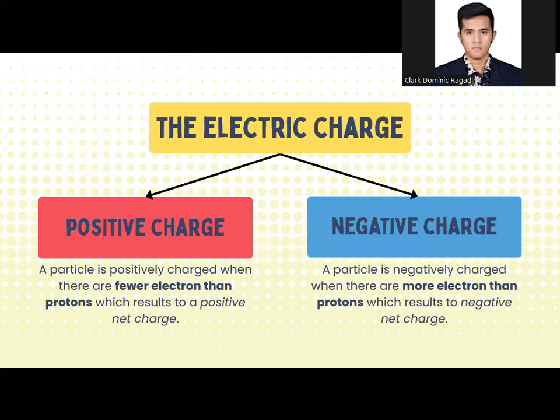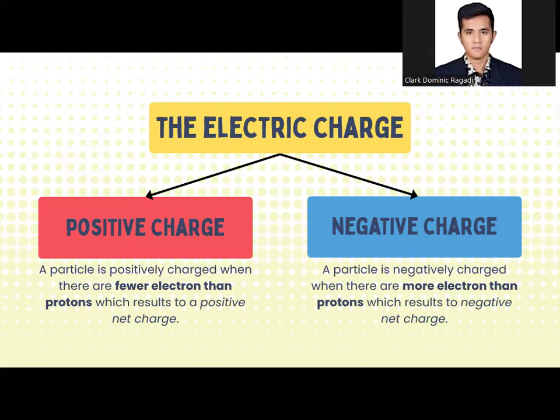We can say that an object or a particle is positively charged when there are fewer electrons than protons, which results in a positive net charge. Or in other words, there are more protons than electrons. Meanwhile, if there are more electrons than protons, it would result in a negative charge, meaning that the object is negatively charged. Again, positively charged, fewer electrons than protons; negatively charged, more electrons than protons.